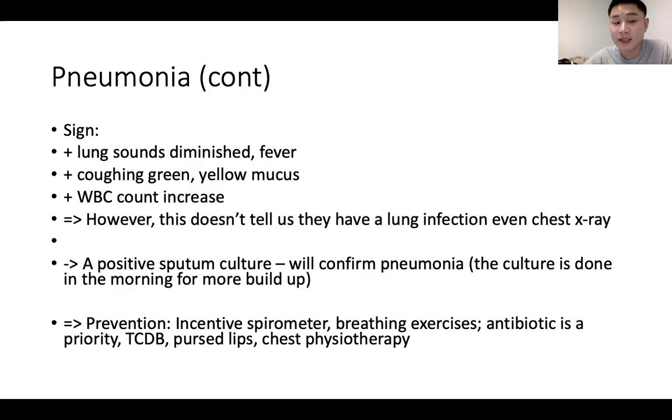TCDB is turn, cough, deep breath. We need to turn the patient not only to prevent pressure ulcers, but also to help mobilize the secretions in the lungs so that the patient can be free of pneumonia. And then pursed lips. Pursed lip breathing is basically just breathing in and breathing out through pursed lips. And chest physiotherapy is where you cup your hands like this and cup the patient's back so that the secretions and mucus stuck on the patient's lungs can drop down, and then they can cough those secretions and mucus out of the mouth.